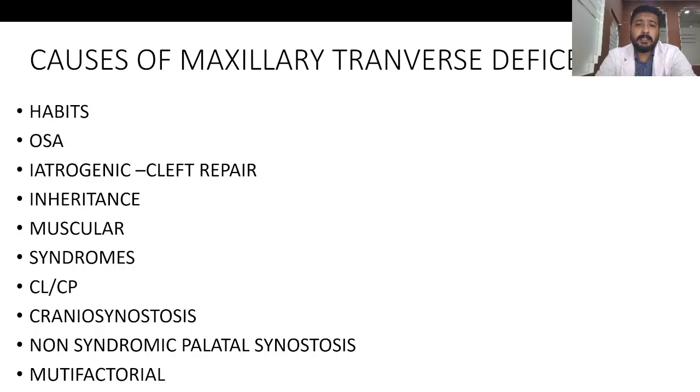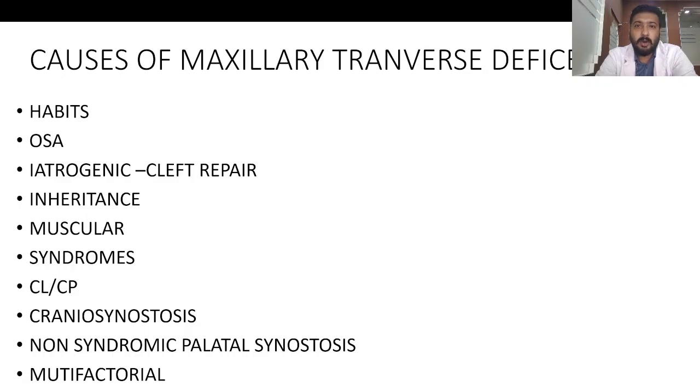So, what leads to maxillary transverse deficiency? Maxillary transverse deficiency can have a plethora of etiological causes. Some of them are habits, like mouth breathing and thumb sucking, and others being OSA, that is, obstructive sleep apnea. Iatrogenic causes like early cleft repair. It can be inherited or genetically induced.